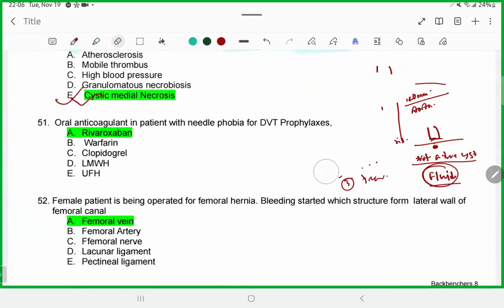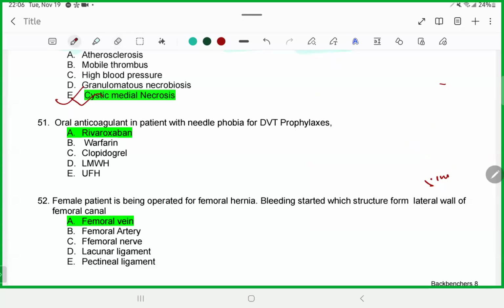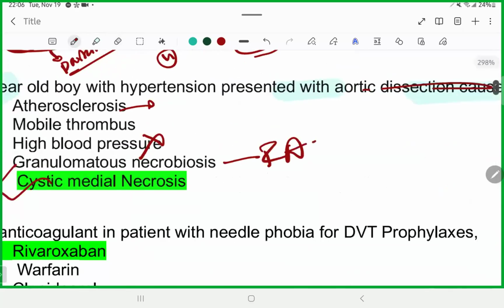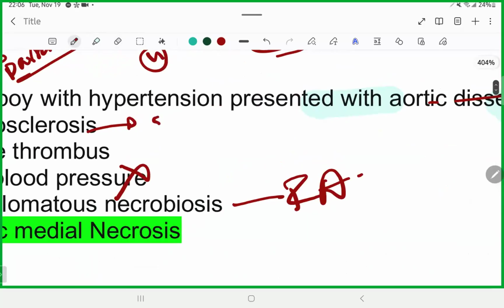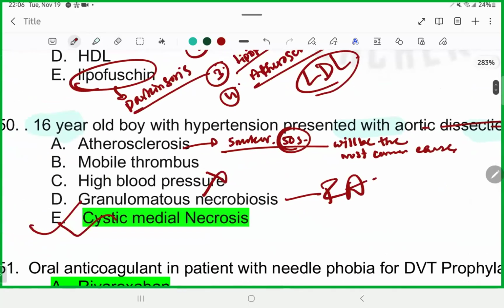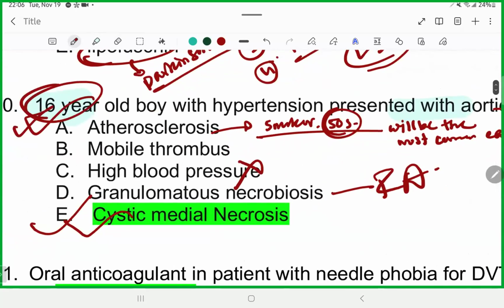Granulomatous necrobiosis, you will find it in rheumatoid arthritis. High blood pressure, not important. Atherosclerosis, if that's a smoker and in his 50s, atherosclerosis will be the most common cause at this age, and cystic medial necrosis will be at this age.